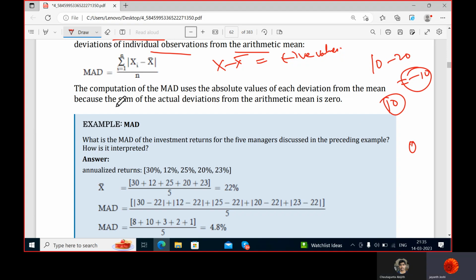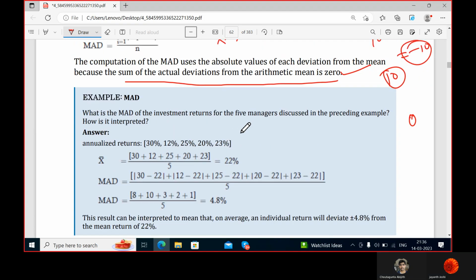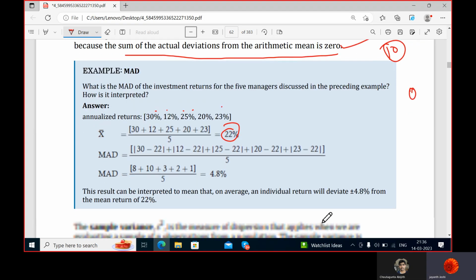By taking the absolute values, you are eliminating the characteristic of that property. The sum of the actual deviations from the arithmetic mean is always 0, but the sum of the absolute deviations from the arithmetic mean, that means you have already ruled out the deviation sum being 0 by taking the absolute change here, not the exact change. So you can see here, there are some values and you found the average, then you took the deviations from the observations and put modulus here. Modulus immediately removes the negative content, and then you get the mean absolute deviation.